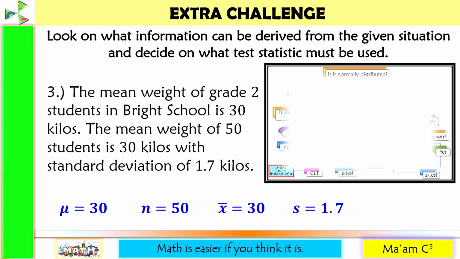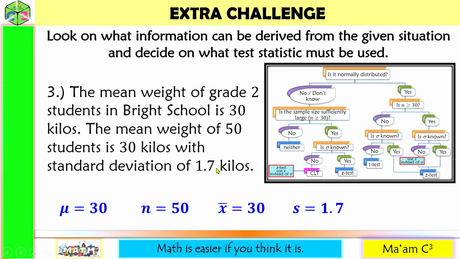Let us analyze. Nothing is mentioned about the distribution, so we do not know if it is normally distributed. Let us proceed to the next question. Our sample size is 50, so that is greater than 30, so the answer here is yes. Let us look for sigma. Do we have sigma here? No, we have here small letter s, sample standard deviation. So the answer here is no. So in this case, we are going to apply central limit theorem, meaning we are going to use z-test, but instead of sigma, we are going to use sample standard deviation s.